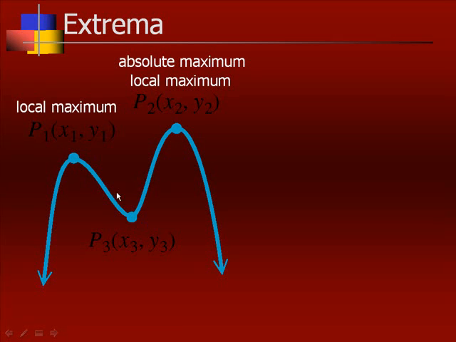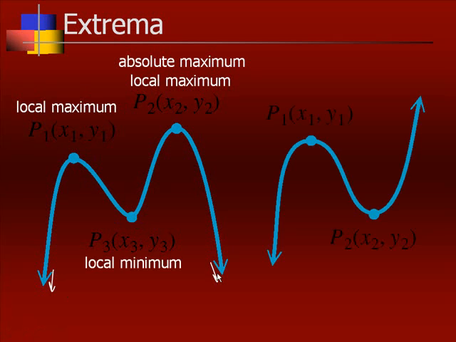Now, what about point 3? Point 3 is a local min because it's the lowest for this area. Is it an absolute min? No, because you have points going down on both sides, so there are lower points on the graph.